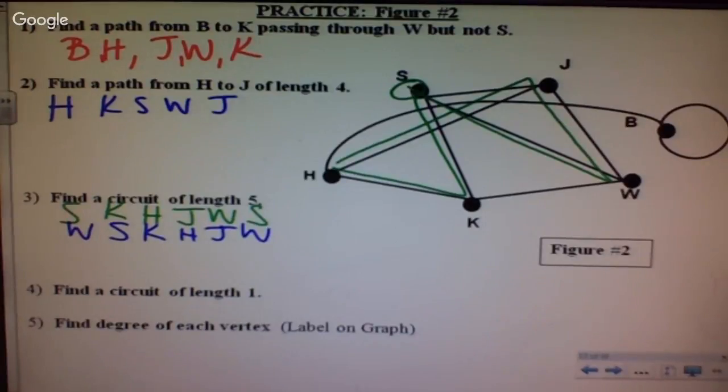Find a circuit of length 1. B to B. Please make sure that you give me B to B. B is a vertex. B to B is a circuit.